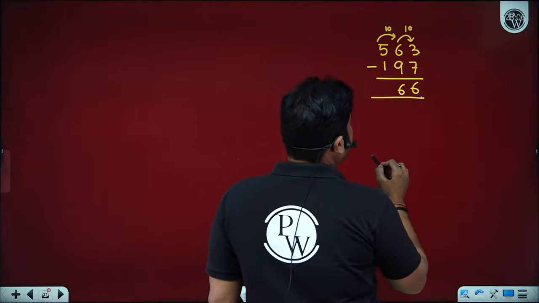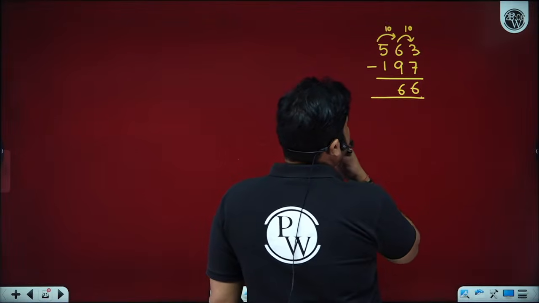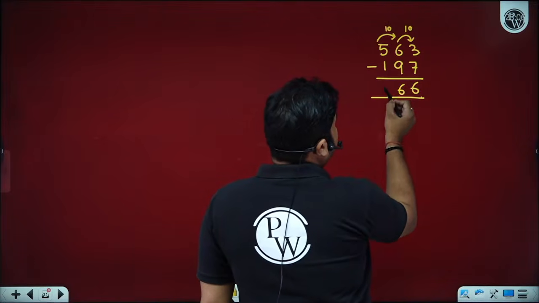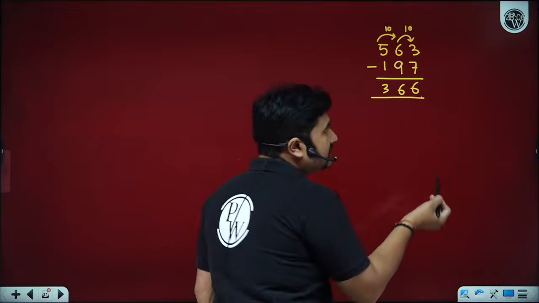6 only, na? Yes, sir. 9 plus 6 is 15. And then we have left out is 4. 4 minus 1 is 3. So 366 we are getting.